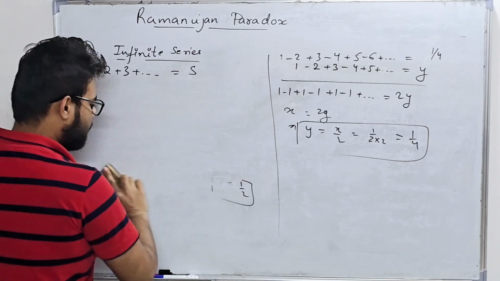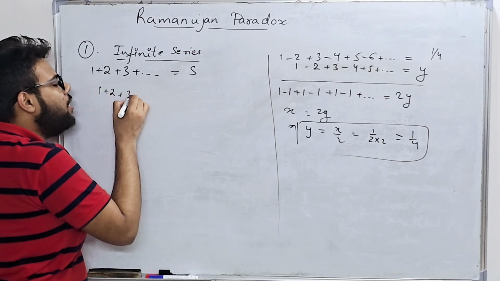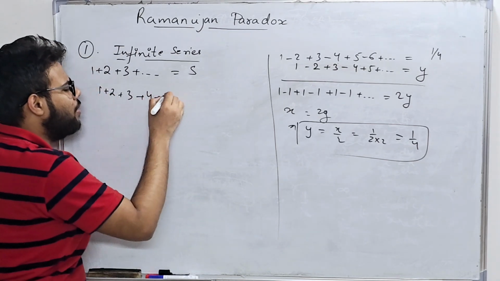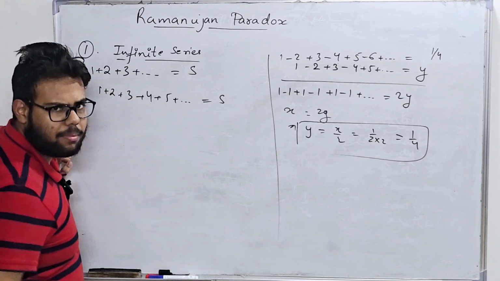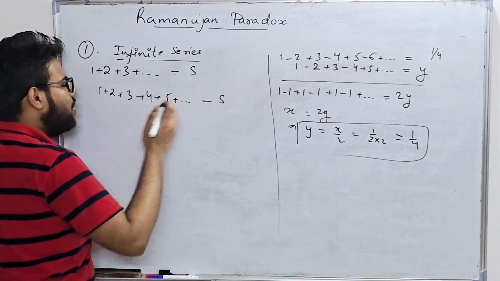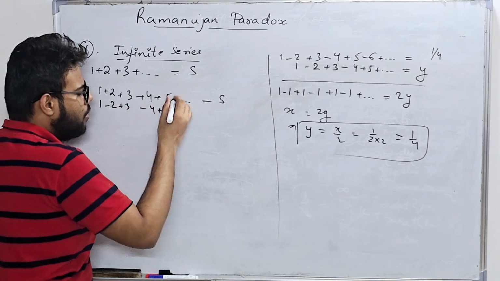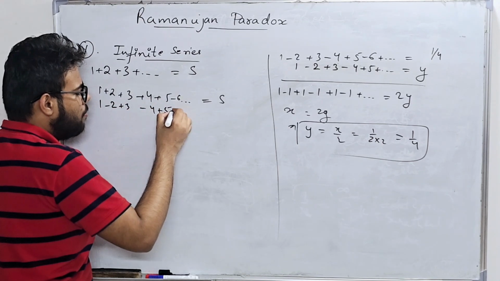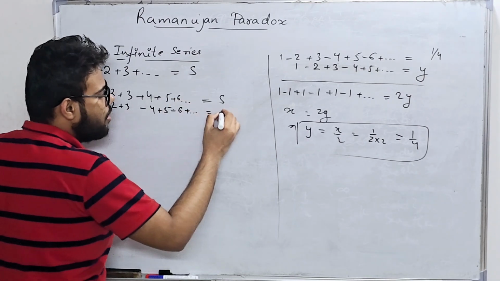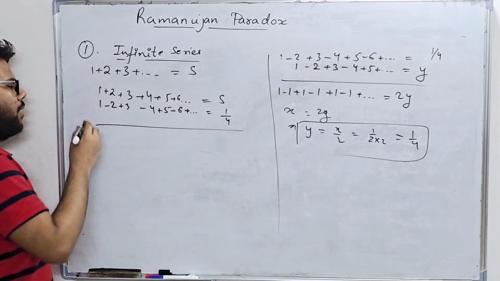Okay, so what, now take this series. What is it? It is 1 plus 2 plus 3, let us write 2, 3 more terms, is equal to s. Okay, now take this series, and it states like this: 1 minus 2 plus 3 minus 4 plus 5 minus 6, plus, sorry, and dot dot is equal to 1 by 4, right? It is correct. Okay, now just subtract it.